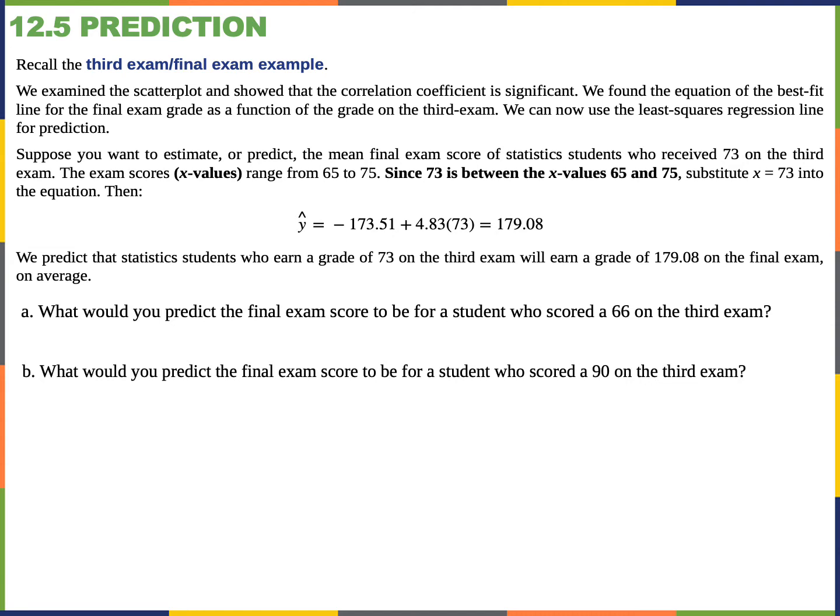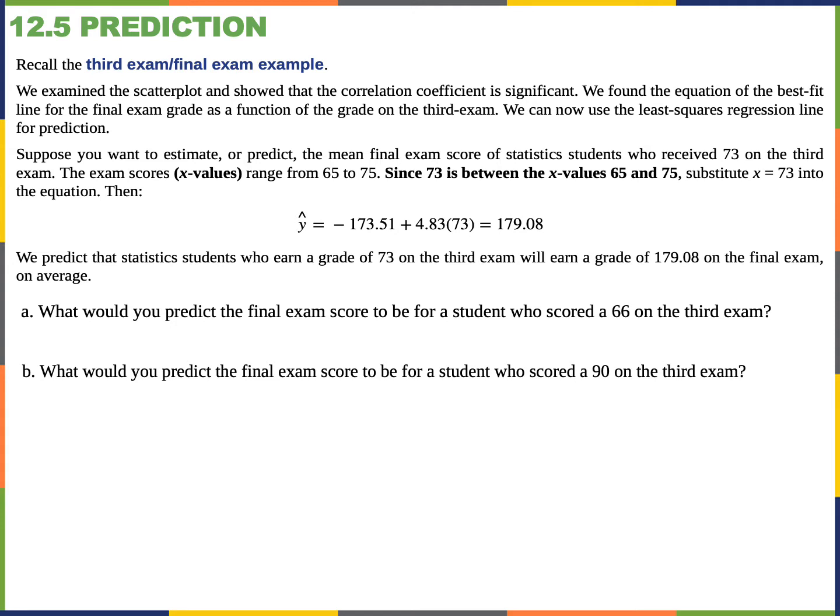So basically when we went, we discovered that the correlation coefficient was significant, right? And we found the best fit line, and it had this equation right here. Okay, so now that we've shown it significant, and we have a line, we can now begin to estimate or predict the mean final exam score of stats students who receive 73 on the third exam.